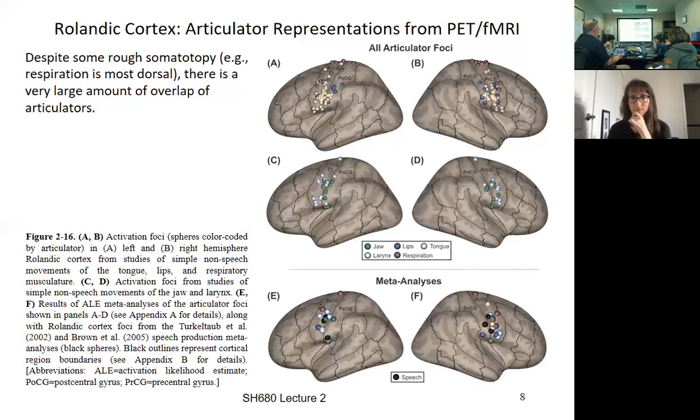Okay, so we'll focus on these ventral parts. And normally we're not going to try to figure out exactly which articulator is being represented. When we see activation down there, we're just going to think of it as activation of speech articulators.